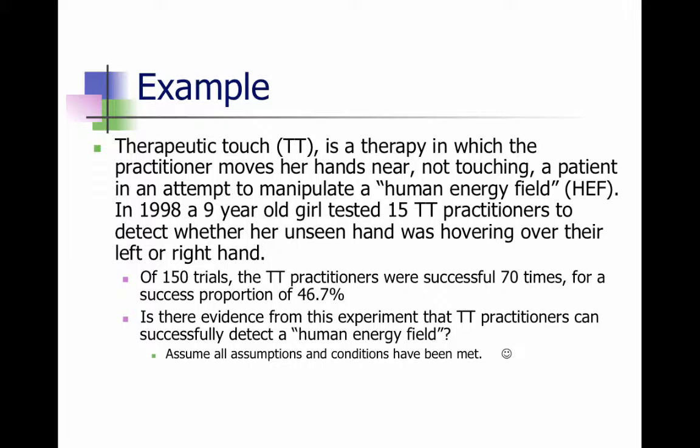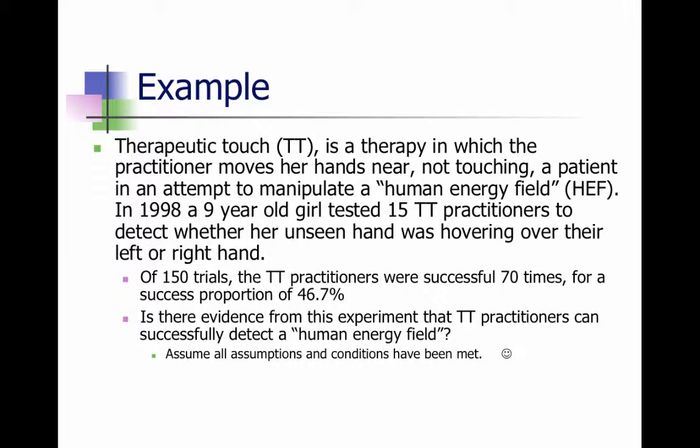For example, therapeutic touch, which is abbreviated TT, is a therapy in which the practitioner moves her hands near, not touching, just near a patient in an attempt to manipulate a human energy field. This is actually true. People think this works. In 1998, for a science fair project, a 9-year-old girl tested 15 therapeutic touch practitioners to detect whether her unseen hand was hovering over their right hand or left hand.